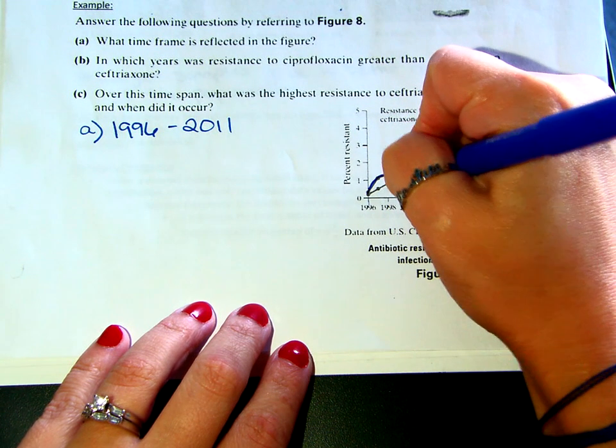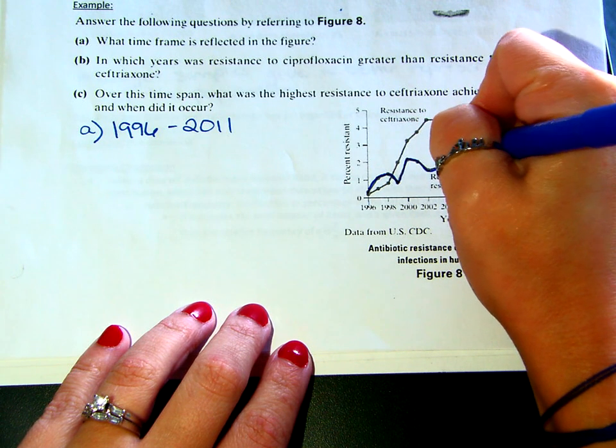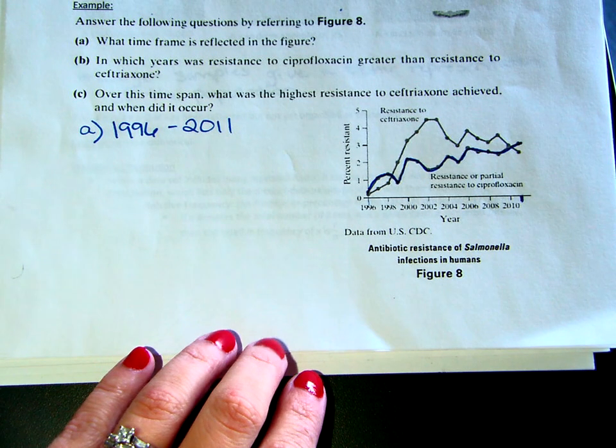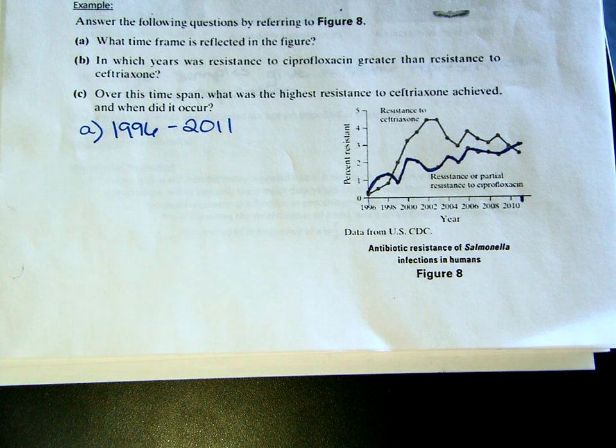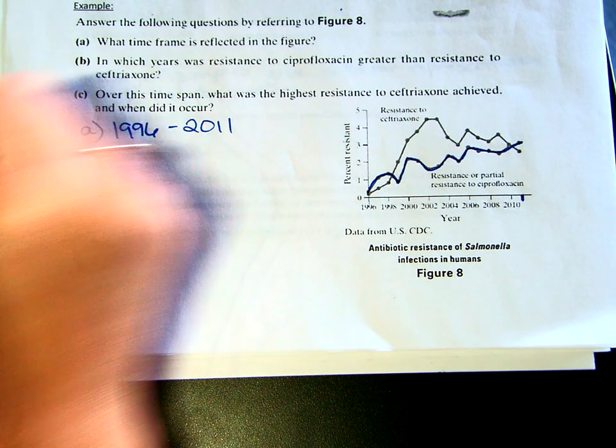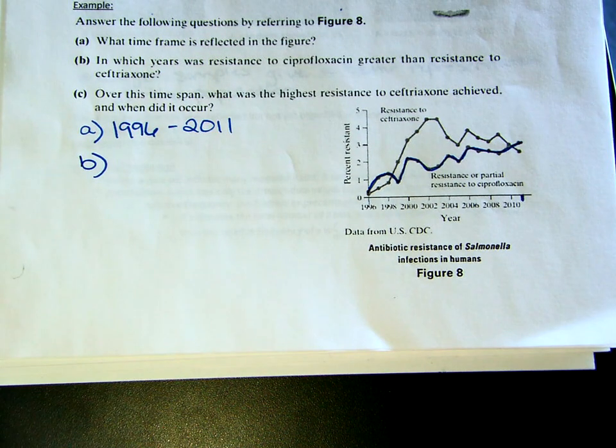In which years did the resistance to CIP, so CIP, let me show you, CIP is this one. Try and color it. So this is CIP, the blue one, or now the markered one. In which years was the resistance to CIP greater than the resistance to CEF? So we have to be able to read and interpret the graph so we can figure out what years the blue or the marker line, the resistance was greater than the black line. We're just going to list a bunch of years.